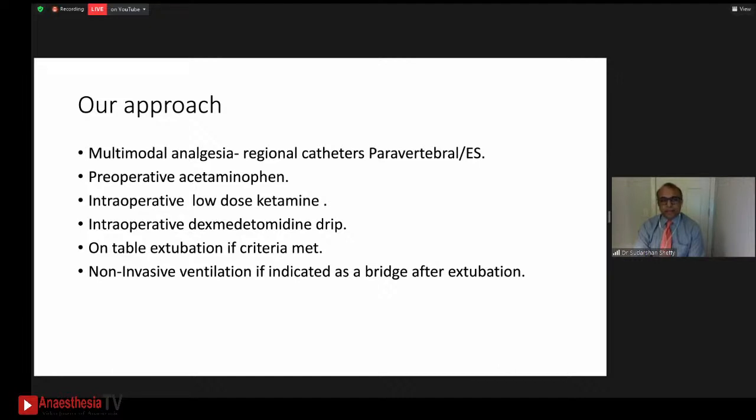dexmedetomidine drip. If the patient meets all criteria for extubation, we try to extubate them at the end of the surgery. And in select patients, sometimes they'll need a little bit more support after extubation. Then we use non-invasive ventilation as a bridge to transport them to the ICU and keep them in the ICU on non-invasive ventilation for a few hours if necessary.